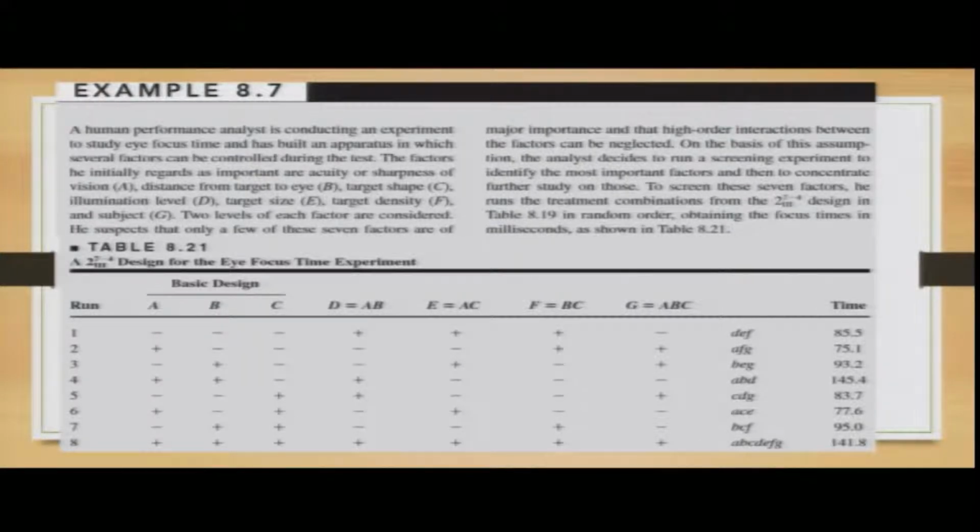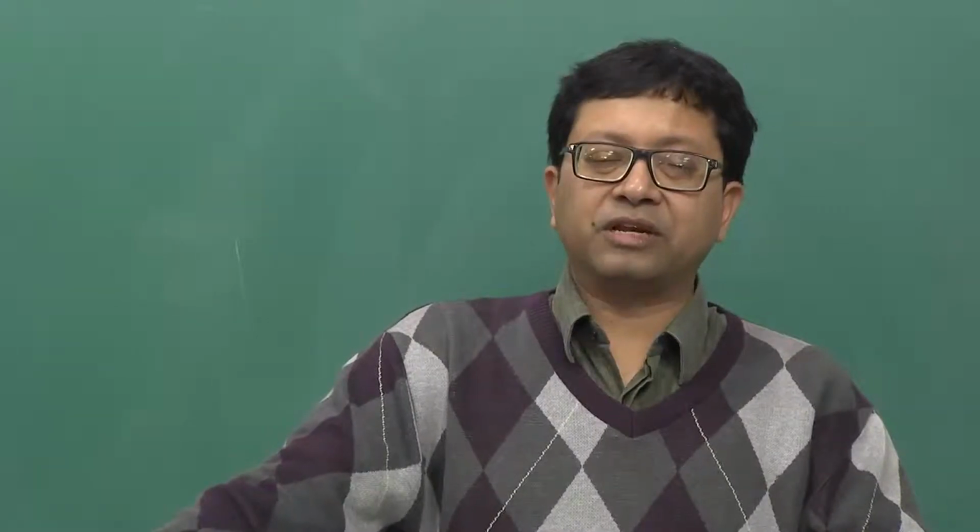If you do the runs which are given in the first column, run 1 to 8, and combine them, the combinations are given as, say for example, for the first row, the values of A, B, C are minus, and then you find the combinations of D, E, F, G as positive, positive, positive, minus respectively, and the time is given in the last column. That means you are trying to find out the time of the focus in milliseconds.